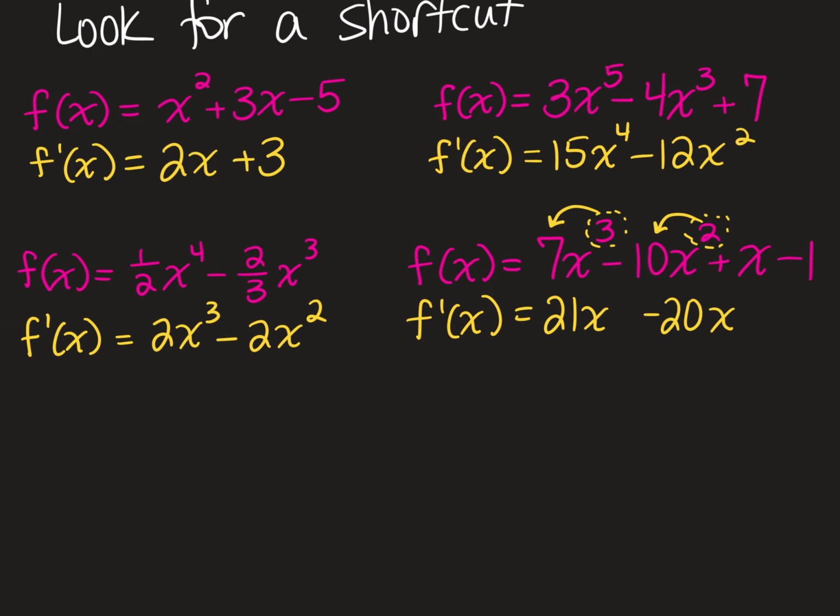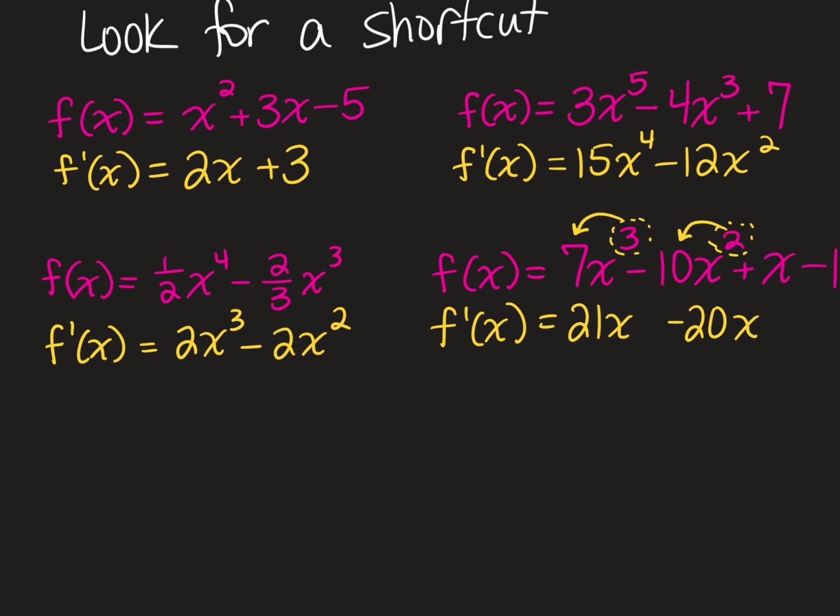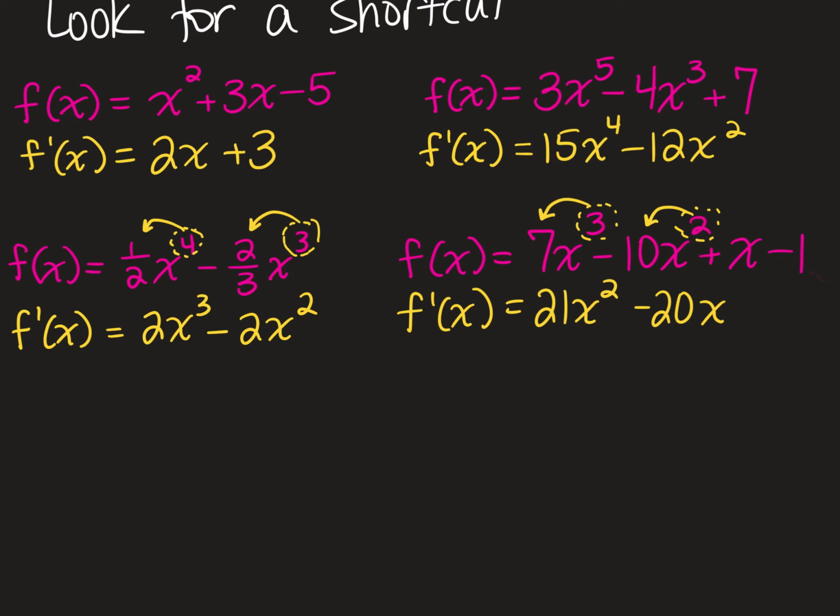Now let's look at some of the other ones and see if we can figure out the rest of it. So for this one, I took 4 times 1/2 and got 2. But what do I do with that power? You subtracted 1. Yeah, 3 times 2/3 gave me 2, but then the power reduces by 1. So going back to the one we have over here, what do you think the power would be on 21x? Squared. Yep. And then minus 20x. I like that part. And then what would that next term be?